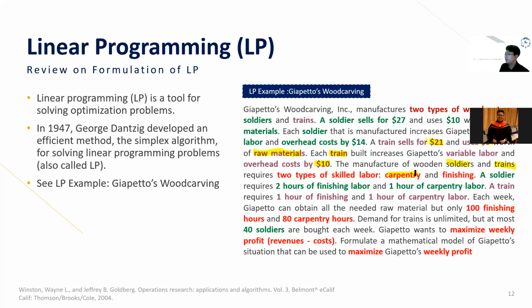The one that does the carpentry, cutting, and shaping for making those two products, and the finishing, including painting and so on. A soldier needs 2 hours of finishing labor and 1 hour of carpentry labor. Meanwhile, a train requires 1 hour of finishing and 1 hour of carpentry.